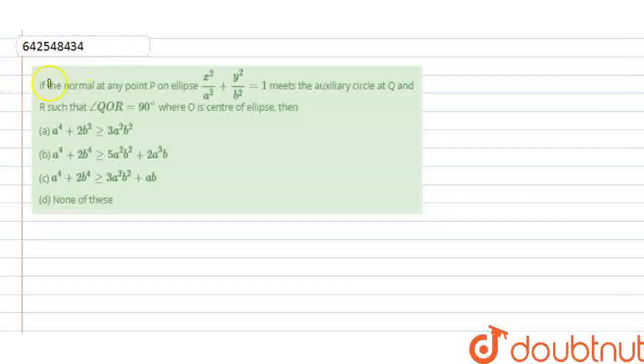Hello everyone. So the question is, if the normal at any point P on the ellipse having equation x square upon a square plus y square upon b square is equal to 1 meets the auxiliary circle at Q and R such that angle QOR is equal to 90 degree, where O is the center of the ellipse. Then we are having four conditions. We have to calculate the answer and then take which of the following condition is satisfied.